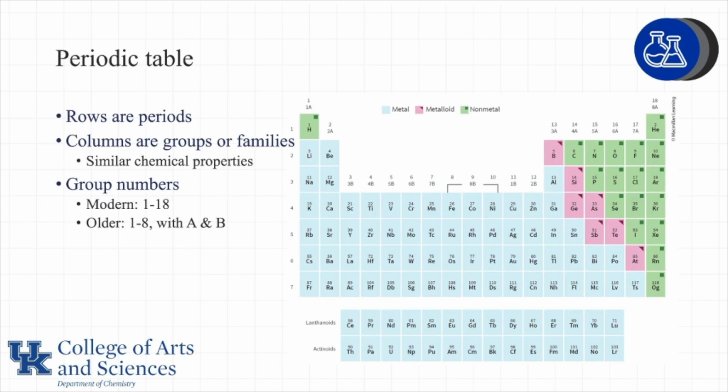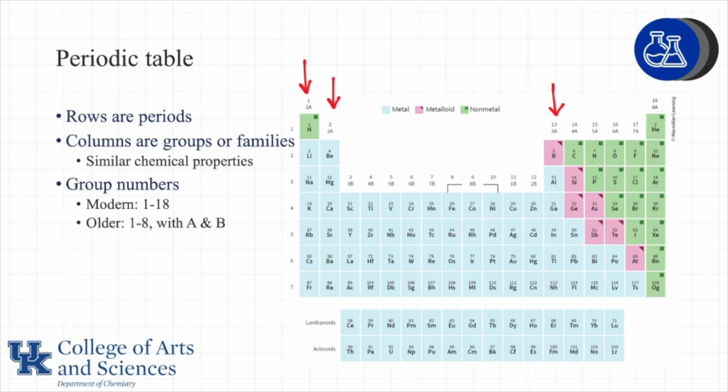Let's look more at the periodic table and how things are arranged. The first thing is to talk about how we describe the periodic table. Each row is called a period. So we have the first, second, third, fourth, and so on periods for each row in the periodic table. The columns are known as groups or families, and this is because they have similar chemical properties.